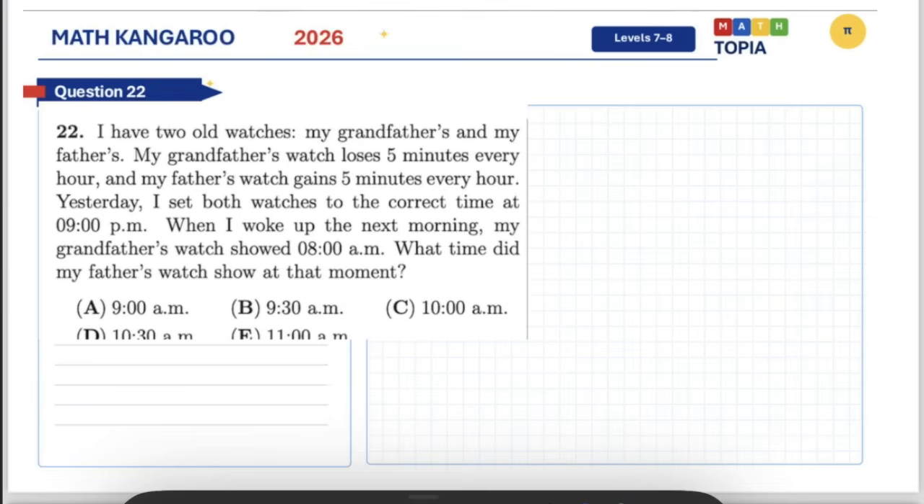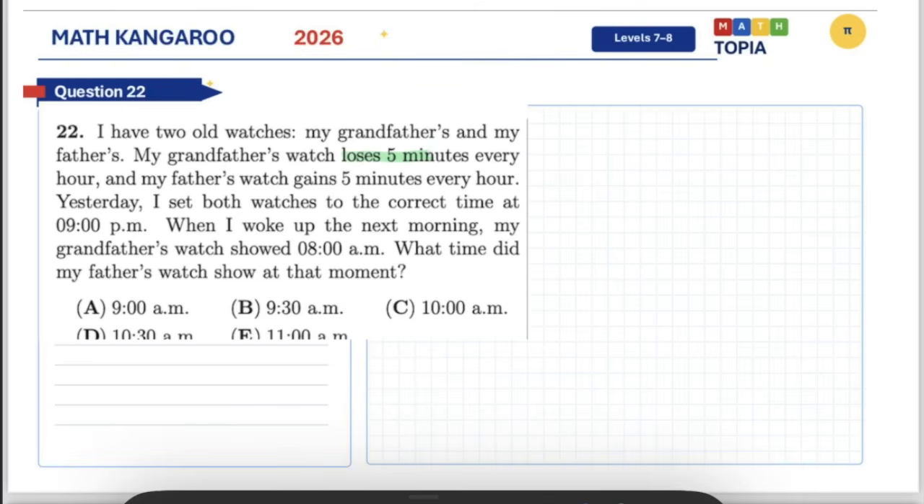I have 2 old watches, my grandfather's and my father's. My grandfather's watch loses 5 minutes every hour, and my father's watch gains 5 minutes every hour. Yesterday, I set both watches to the correct time at 9 p.m. When I woke up the next morning, my grandfather's watch showed 8 a.m. What time does my father's watch show at the moment?